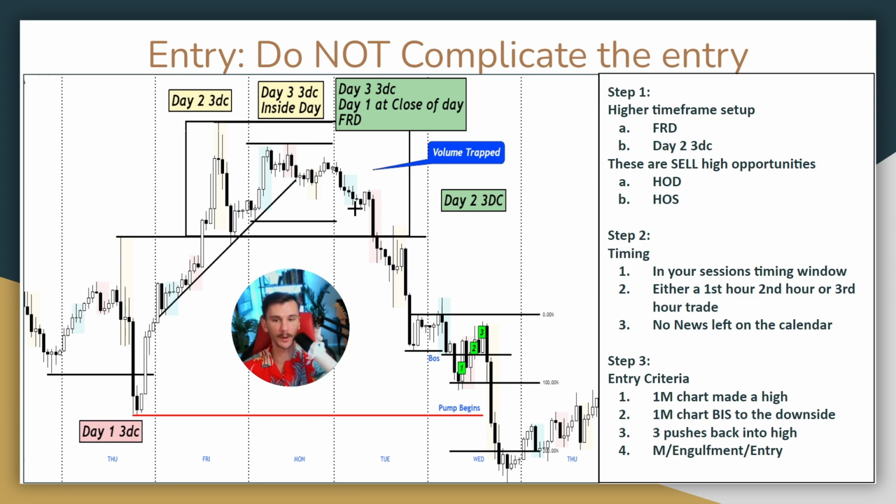So number one, you need to identify a higher time frame setup. These are coming from the 15 and the 1 hour charts. I am not just down on the 1 minute chart going, yes, this looks like a great setup. No, it's coming off of the higher time frames. I am taking trades based off of higher time frames, just down on lower time frames.